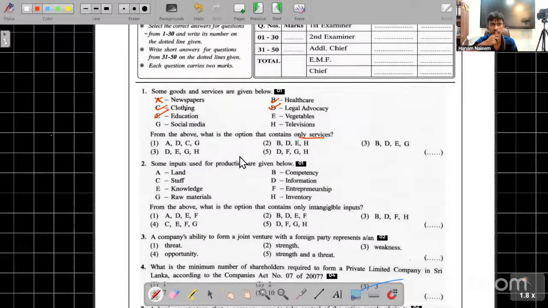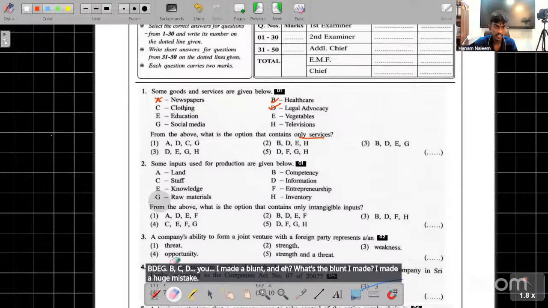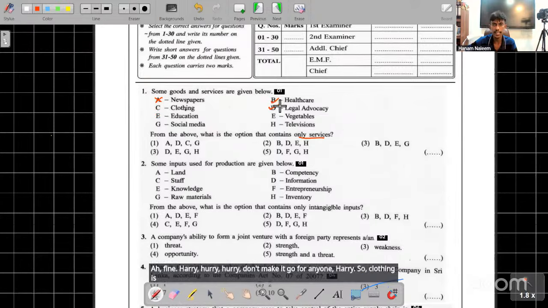Anything wrong here? A, B, C, D, E. Wait, I made a blunder. What's the blunder I made? I made a huge mistake. Fine, hurry. Clothing is a good, right? So healthcare, legal advocacy, education, and social media. So it should be B, D, E, G. Sorry, yes, B, D, E, G, the third one.